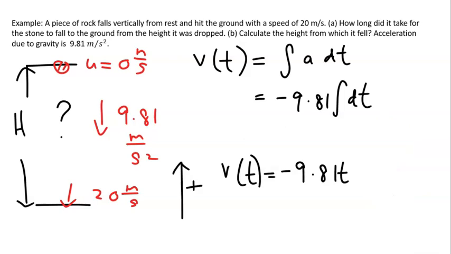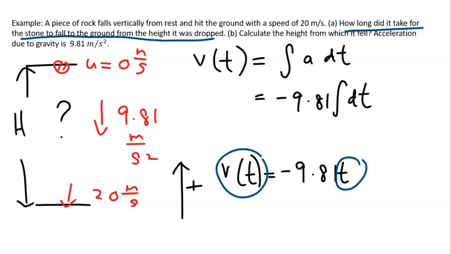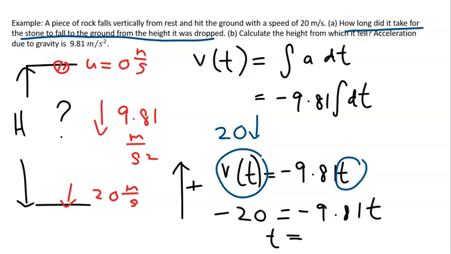So to answer the question, how long did it take to fall to the ground from the height it was dropped, meaning what is the time t when the speed is 20 meters per second downward. All we have to do is to substitute minus 20, minus because the direction of motion is downward, and equate that to minus 9.81 t and solve for t. And t is 2.04 seconds. So that's the answer for part A.